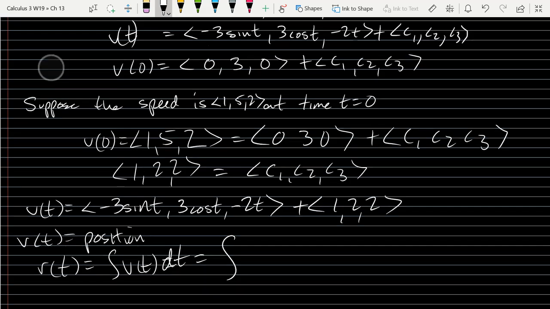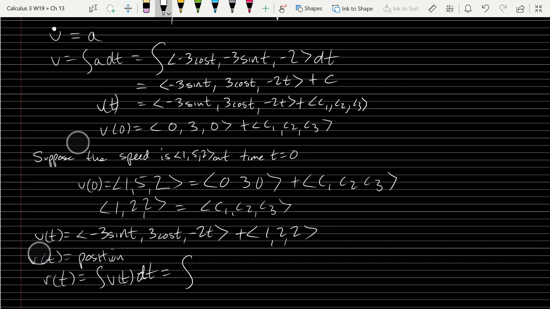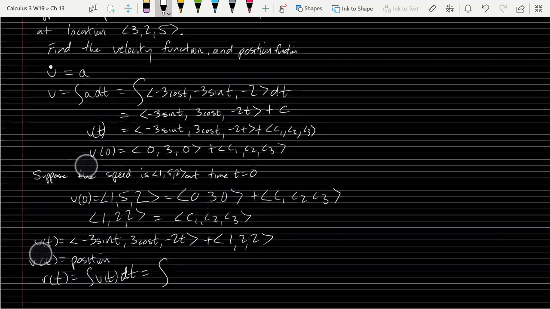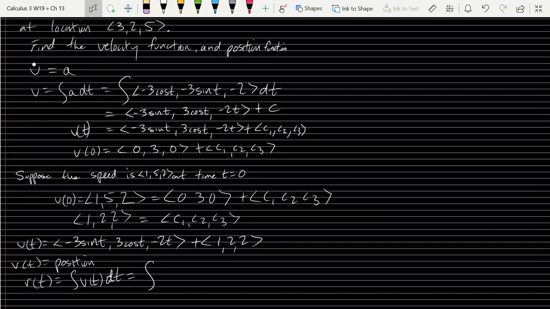Solve your constant using the initial, oh, that zoomed out way too far, 3, 2, 5. So that's your initial position is 3, 2, 5.